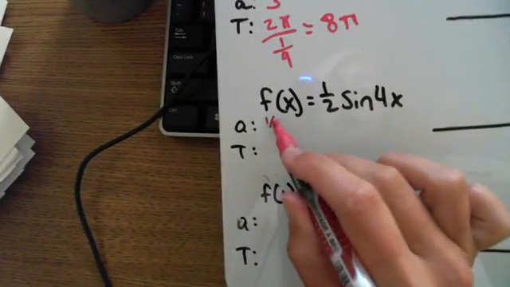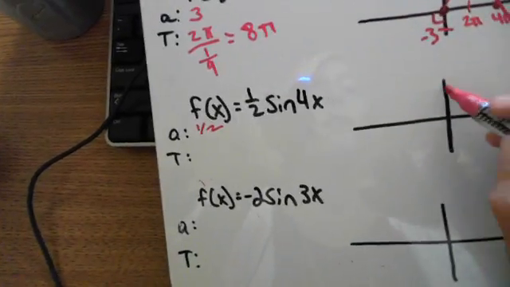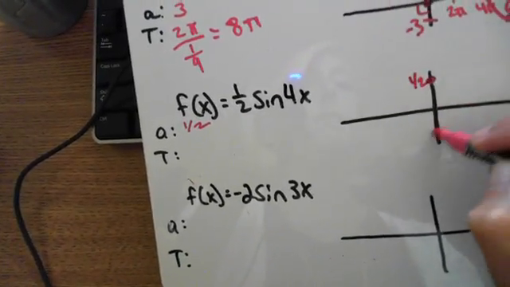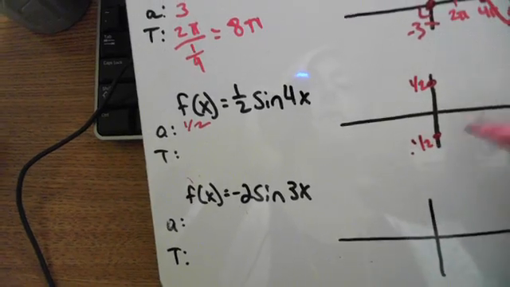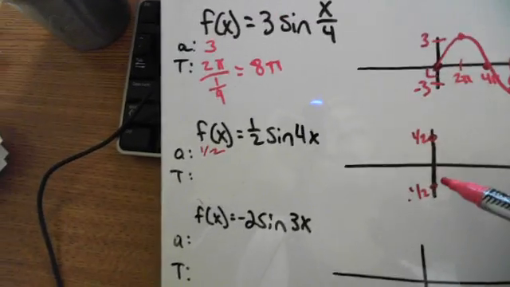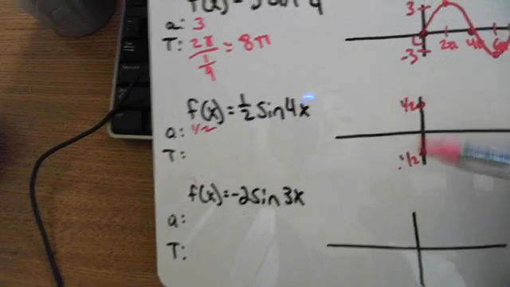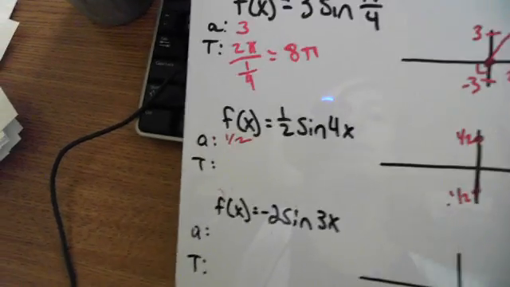Now we have 1/2 sine of 4x, so my amplitude is 1/2. If I put that on my graph, I'm going to go up to 1/2 and down to -1/2. And if you look, it really looks the same as a 3 and a -3. As long as you have those values listed, we know what you mean. It doesn't have to be to scale.